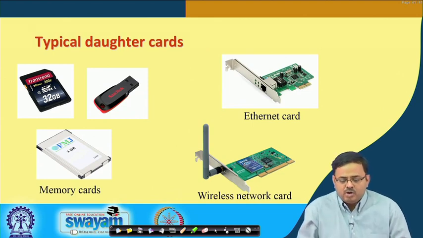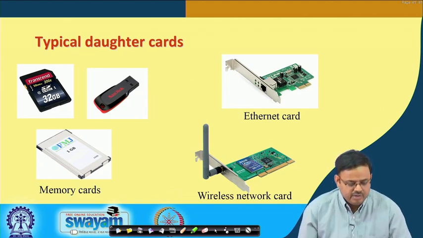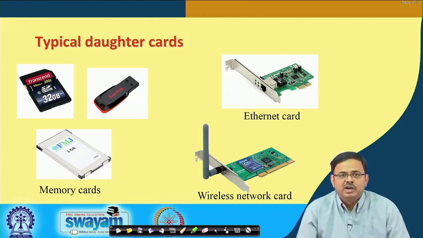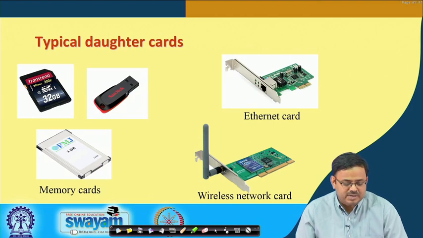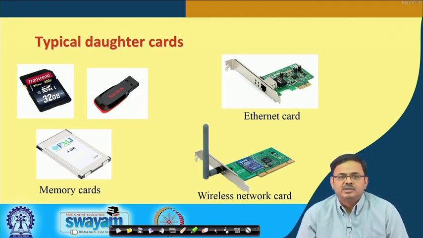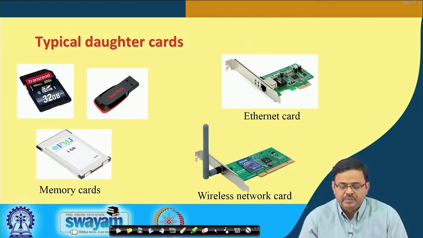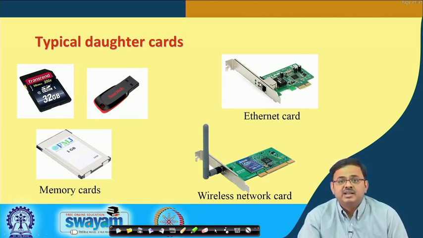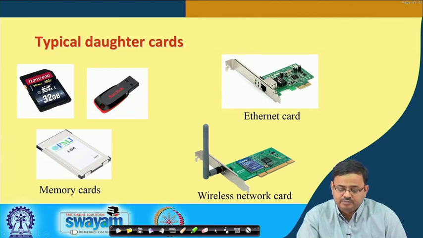Okay. So, typical daughter cards, some examples. You see memory cards on the left. I think these are all well known to you. I do not need to explain, right? Except maybe the bottom one, which is a typical PCMCIA. But on the right hand side, you do see an Ethernet card, you see a wireless network card. We know these, right? These are there in our desktops, even laptops. In laptops sometimes it is inbuilt, it is not different, but in desktops we see this. This is a separate, small card.